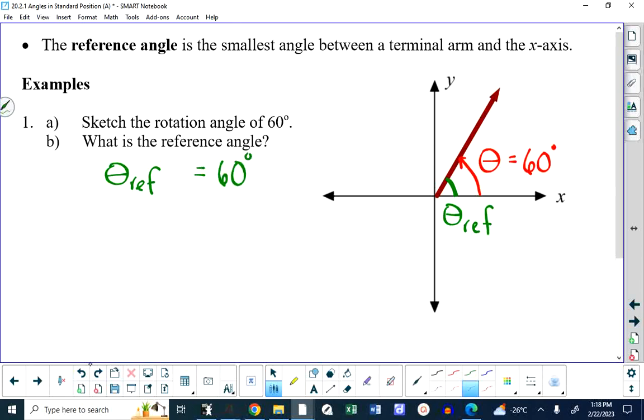And I want you to ponder something. If the rotation angle is in quadrant 1, will the reference angle always be the same number as the rotation angle? What if this were 70 degrees, which is in quadrant 1? Would the reference angle be 70? Yes, so in quadrant 1, the reference angle has the same number as the rotation angle. All right, let's try another one.